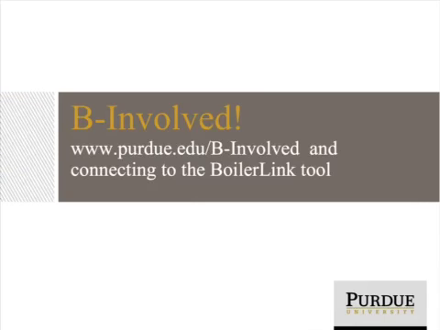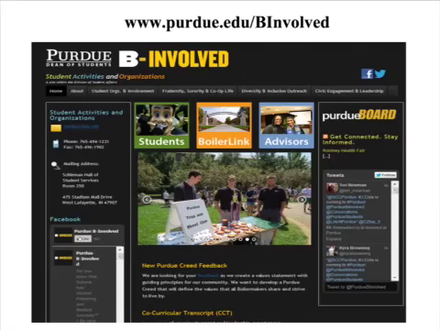The Be Involved website is the home page for student activities and involvement. This is also how you connect to the Boiler Link Student Organization tool. Across the top of the Be Involved site, you will find information on all of the areas within the Student Activities and Organizations group. You will also see quick links to Students, Boiler Link, and Advisors sections. There are links to the Student Activities and Organizations office and social media, including Purdue Board, Facebook, and Twitter.